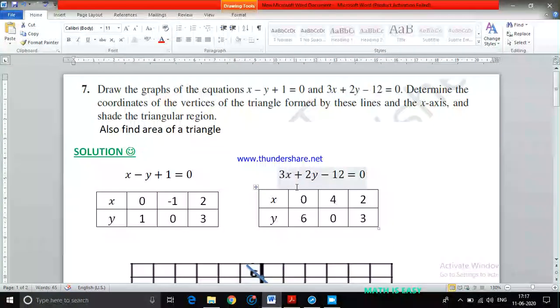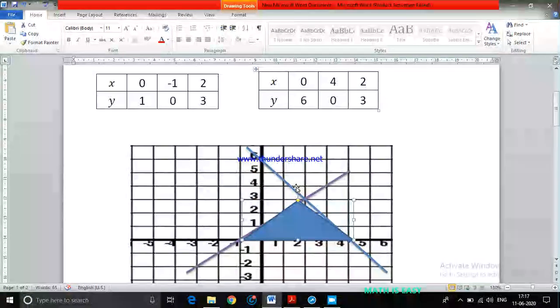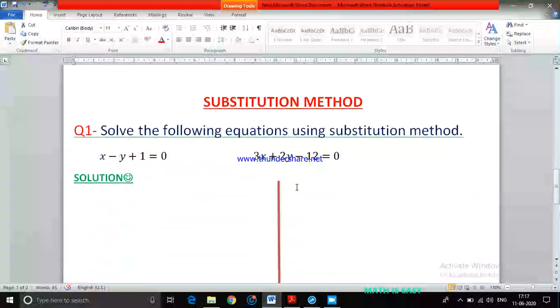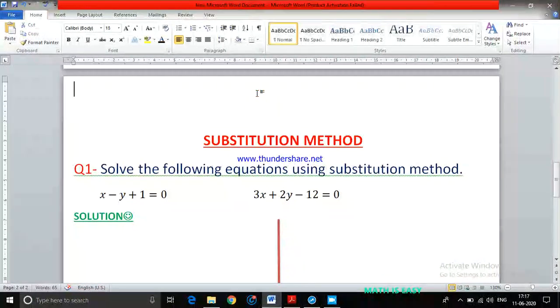So these are the types of questions which you have in the graphical method. Next we'll move to the substitution method. Let's see how it works.